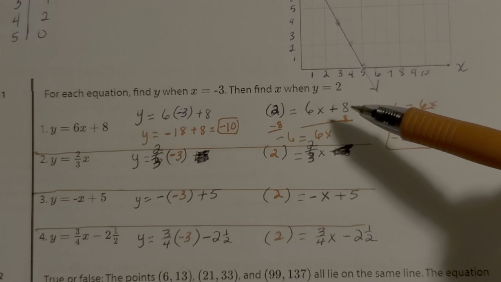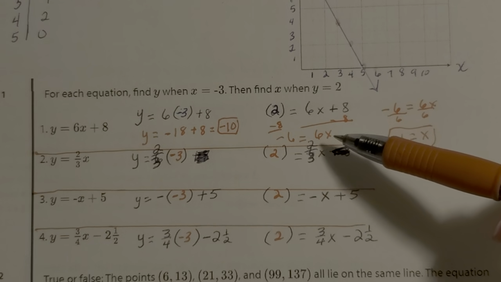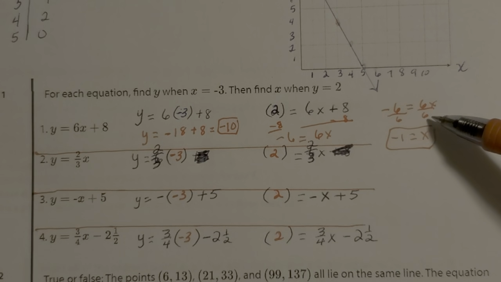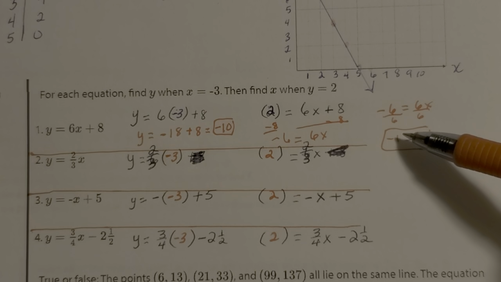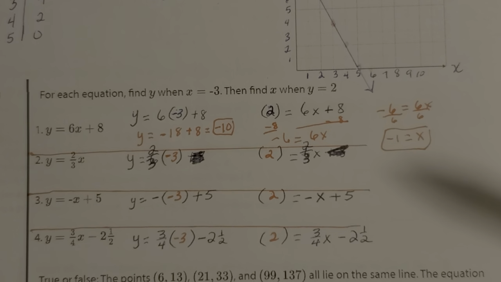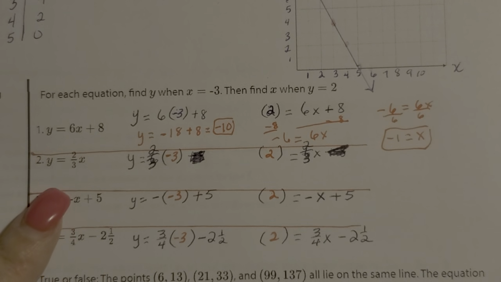And if we subtract 8 from both sides, that leaves me negative 6 equal to 6x, and then divide by 6 on both sides, then x will be equal to negative 1 when y is 2. And we'll do the next two.